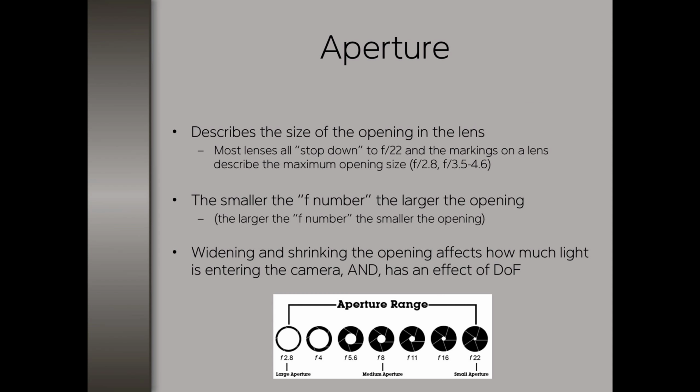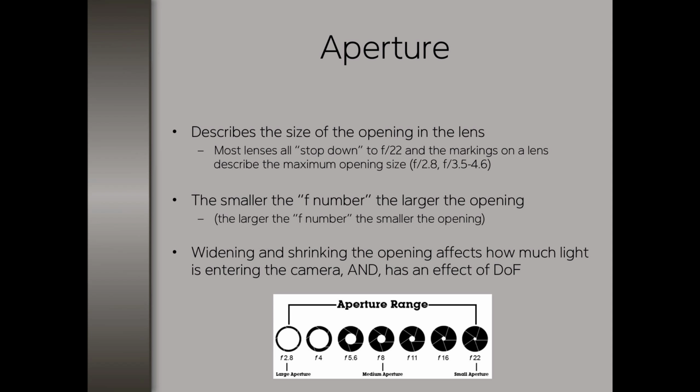So let's talk about aperture for a second. So aperture is a word that describes the opening in the lens. Most lenses that you can buy will stop down to an aperture of f/22. That's kind of the smallest that it will go. And oftentimes you'll see lenses advertised with their maximum opening size, like f/2.8 or f/3.5 to 4.6. This last example is kind of a variable aperture of a zoom lens. So depending on where you are in the zoom range, you may have a variable maximum aperture.